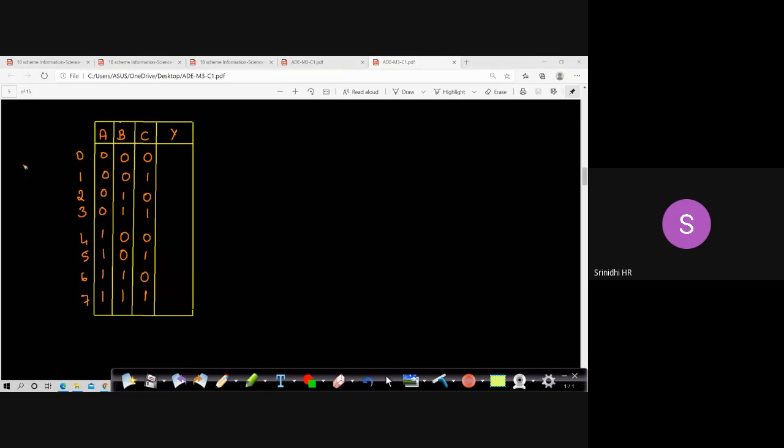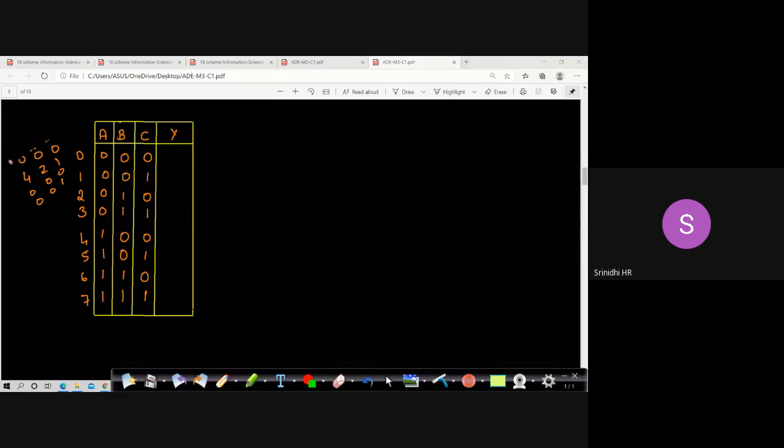Simply, 0 can be represented as 0, 0, 0. This column is 2 power 0, this is 2 power 1, this is 2 power 2. So everything is 0 for 0. If 1 has to be represented, I'll represent it as 0, 0, 1. Now let's go and solve this problem.